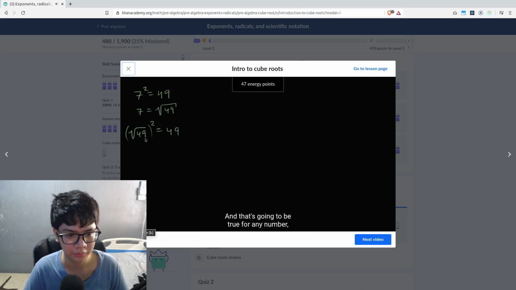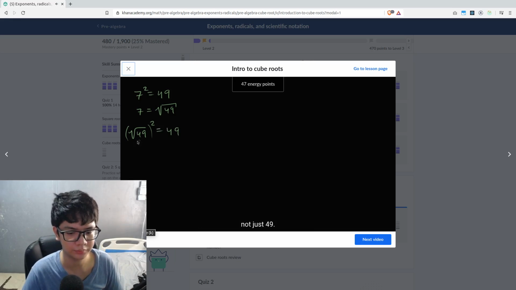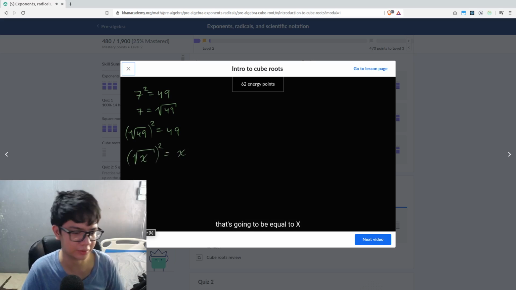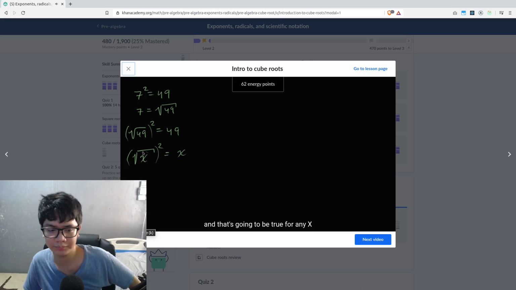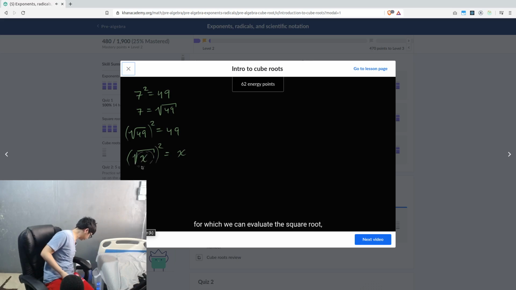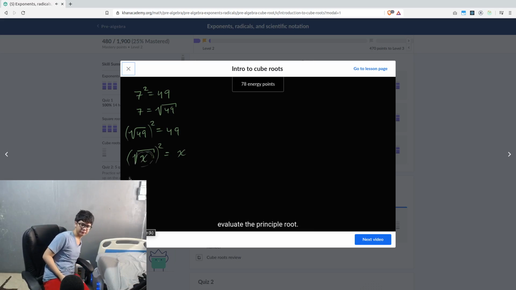And that's going to be true for any number, not just 49. If I write the square root of x, and if I were to square it, that's going to be equal to x. And that's going to be true for any x for which we can evaluate the square root, evaluate the principal root.